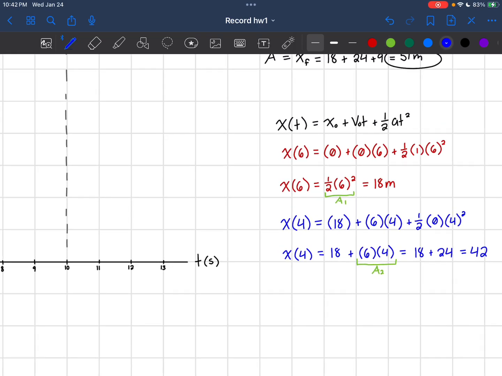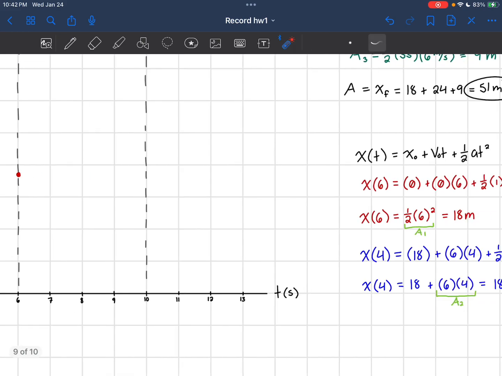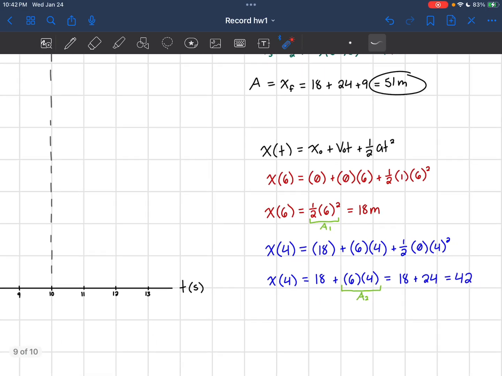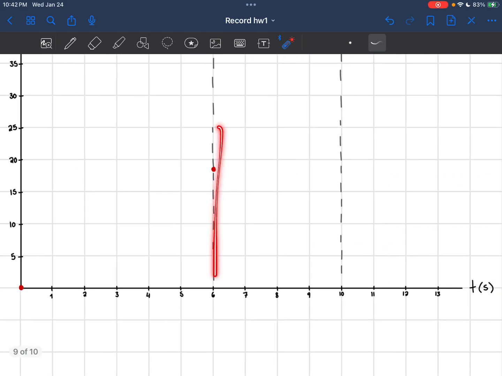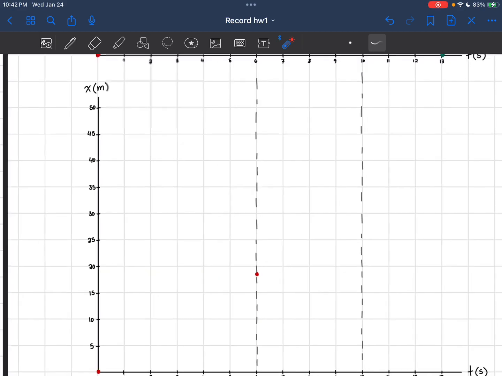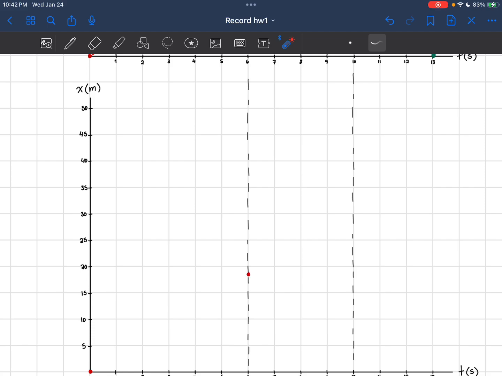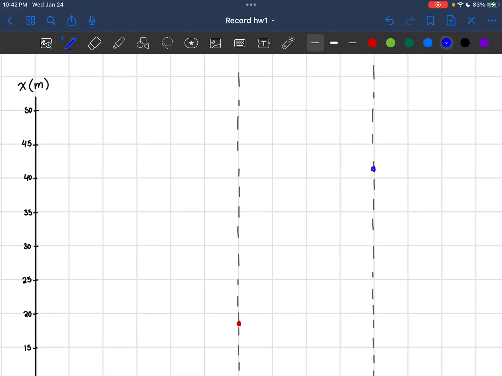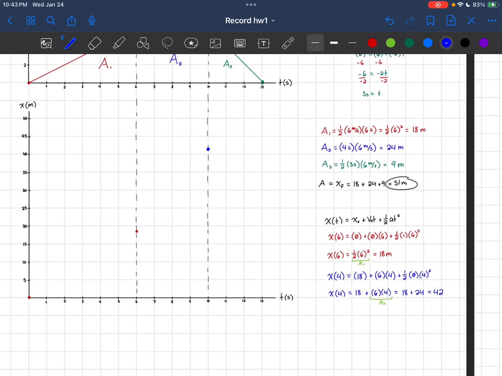All right, so now I'm going to come back. I'm going to mark, well, it says 4 seconds here, but remember, that's 4 seconds after I started my new acceleration. So my new acceleration started at 6, so 4 seconds after that is 10. So after 10 total seconds, I'm at 42. So we can mark that right about there. Right. Now we're almost done.